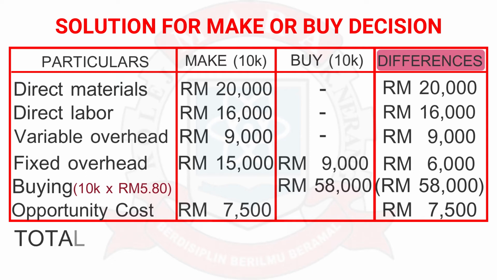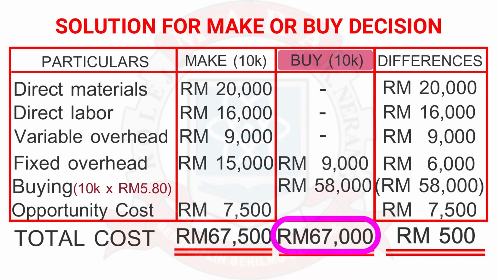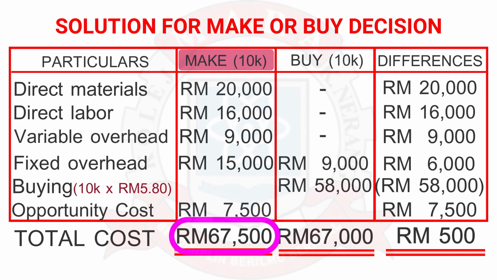Lastly, total up the cost of both alternatives. Calculate also the total differences. As a result, the cost of buying, which is 67,000 ringgit, is lower than the cost of making, which is 67,500 ringgit. Hence, the company should buy the widgets as it will result in 500 ringgit of savings.